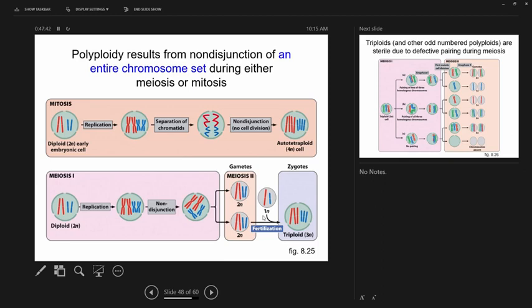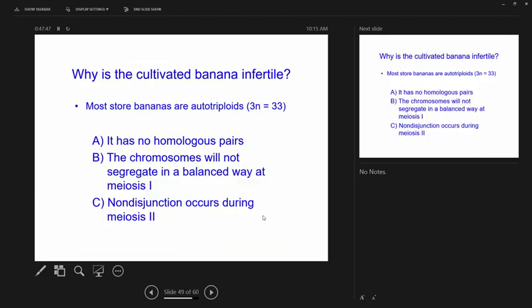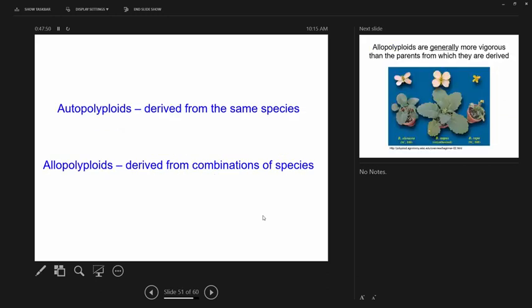It's exactly like this, you get 2N and 1N. All right. So, autopolyploids are going to have multiple copies of their own genome, the same species genome. Allopolyploids are derived from a combination of species. And this is where it gets a little bit weird, because you have different species whose genomes are close enough evolutionary relatives that their genomes are compatible with each other.